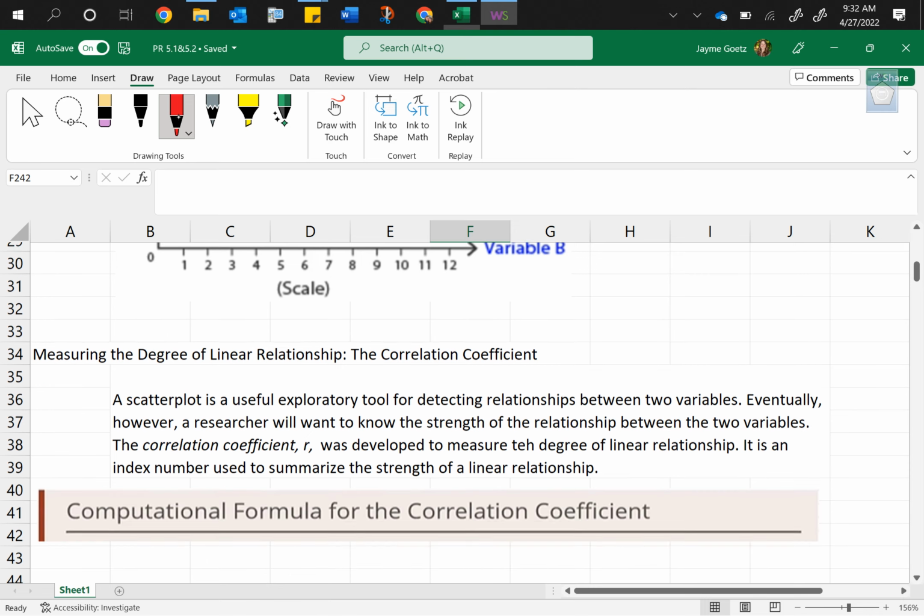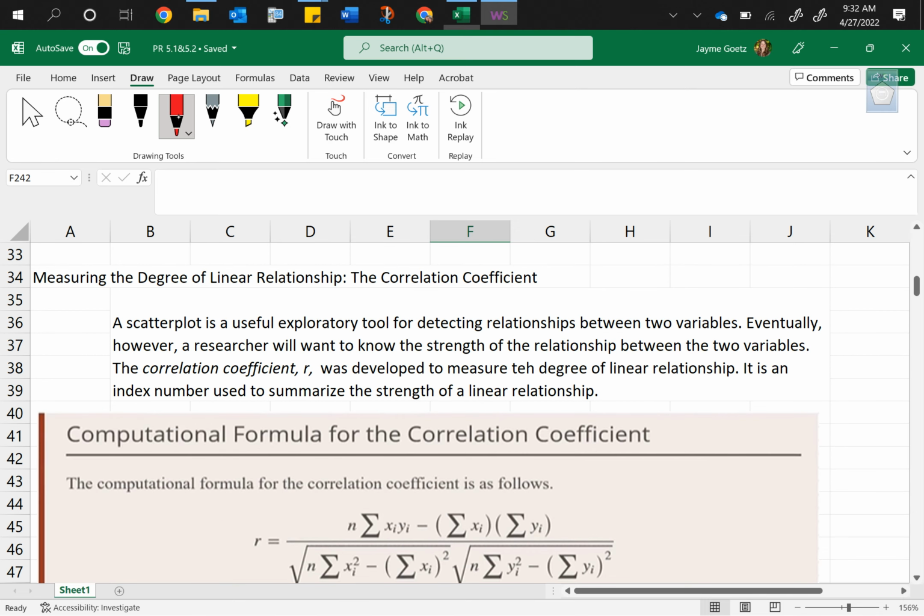All right? Now, measuring the degree of linear relationship, the correlation coefficient. A scatter plot is a useful exploratory tool for detecting relationships between two variables. Eventually, however, a researcher will want to know the strength of the relationship between the two variables. Yes, I can give you a scatter plot. Yes, I can give you a line of best fit, but I want to know the strength of that relationship. The correlation coefficient, which we recognize with a variable r, was developed to measure the degree of linear relationship. It is an index number used to summarize the strength of a linear relationship.